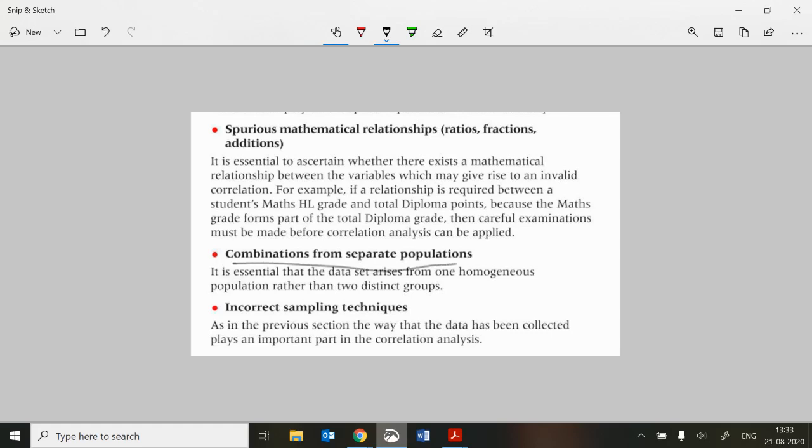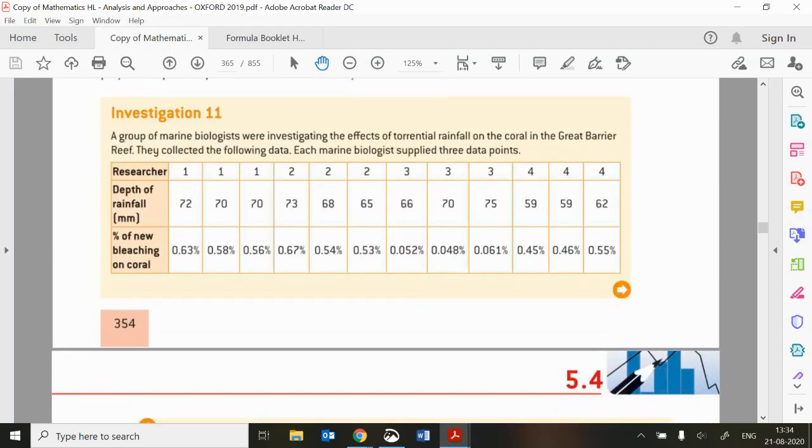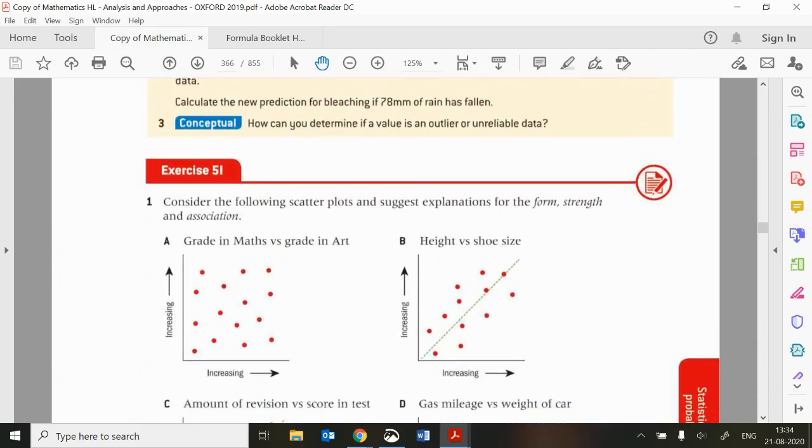And then combinations of separate populations, yeah. So sometimes a data set arises from more than one population, so not from one homogeneous population. Similar would mean kind of similar population rather than two distinct groups. And incorrect sampling techniques, it may be that the data has been collected poorly as well. So another consideration. Okay, guys, well, there's an awful lot of discussion there. I hope you're writing down notes throughout this chapter.